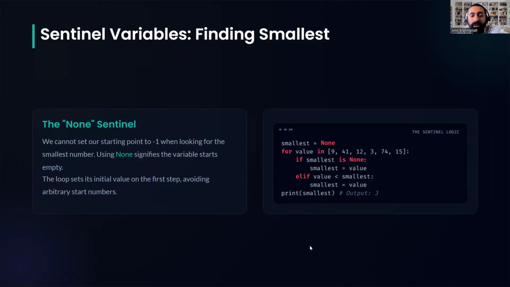Sentinel variables, finding the smallest. Finding the smallest value is slightly trickier. If we initialize our tracker to -1, our loop will fail because positive numbers are never smaller than -1. To solve this, we use a sentinel value of None, which represents an empty variable. On the first iteration of the loop, our tracker is None. We automatically assign the first number in the list as our starting point. This ensures a safe, mathematically accurate baseline for the rest of the calculations.